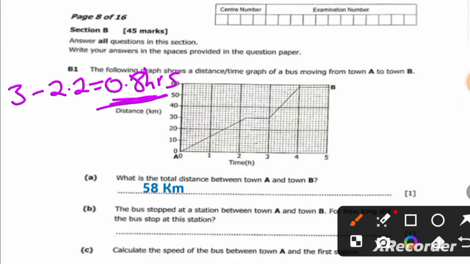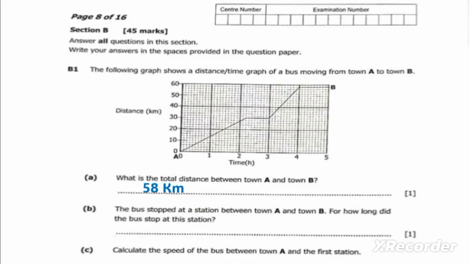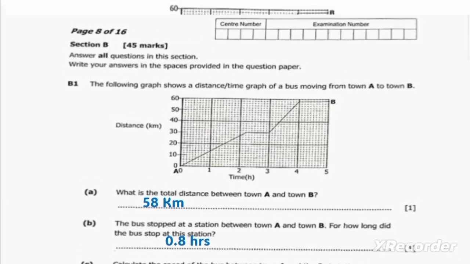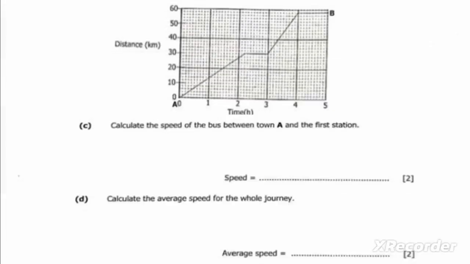As we can see, the time here has been given in hours, so no compromise here. We need to give our time in hours, so there is no need for us to start changing time from hours to minutes or from hours to seconds. Therefore, the time it took for this bus to be at this station is 0.8 hours. Without wasting time, let us move to the next question.